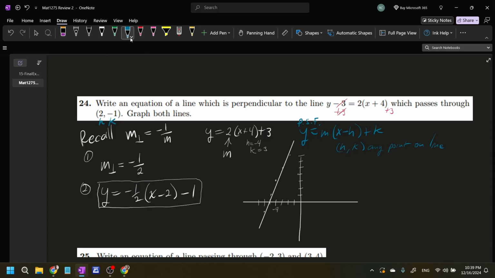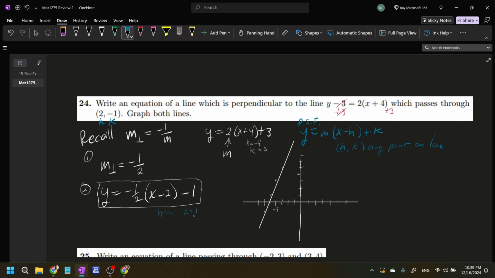That's the one that they gave us. And our perpendicular line, according to this formula, passes through the point where h is 2 and k is -1. So let's go ahead and graph those points on our makeshift grid here.